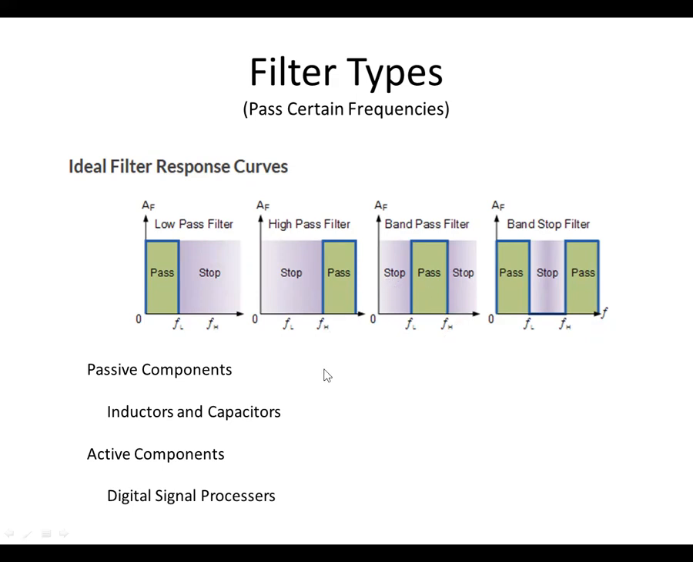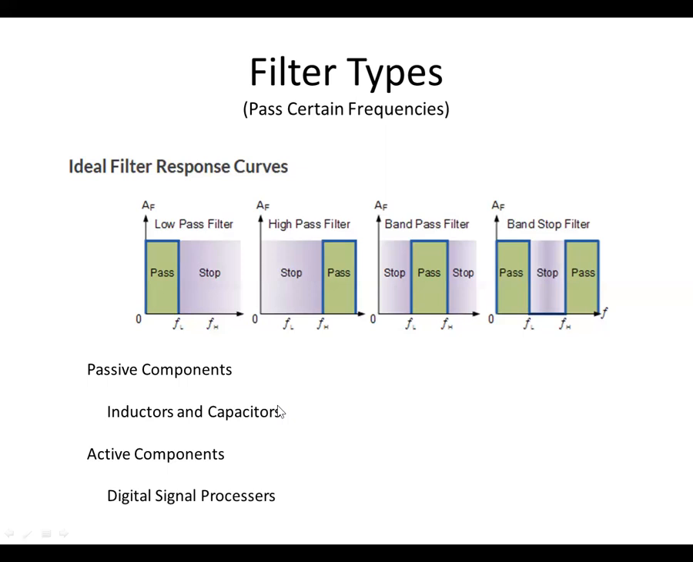So filters, there's three basic ways of producing filters. One is using passive components, which would be inductors and capacitors. And if you recall, when we talked about reactance of capacitors and inductors, they both behave nearly opposite in terms of reactance as a function of frequency. With an inductor, the reactance increases as the frequency increases, whereas with a capacitor, the reactance decreases as the frequency goes up.